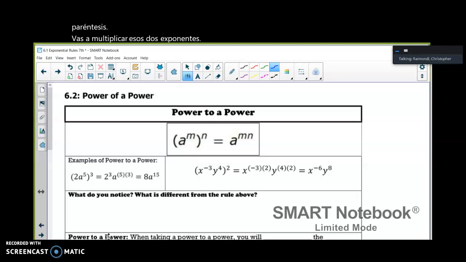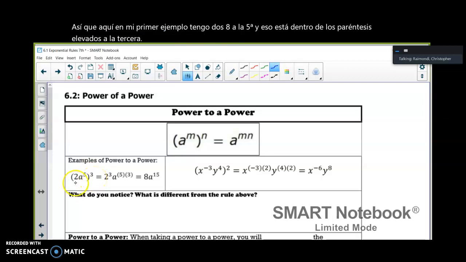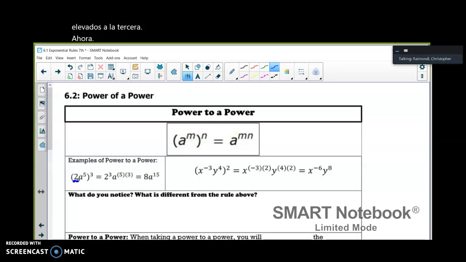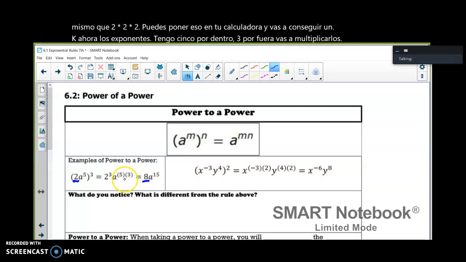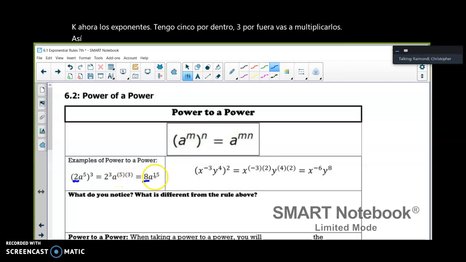So here in my first example, I have 2a to the fifth, and that is inside the parentheses raised to the third. Now, the number 2, you're still going to do it like we always have. 2 raised to the third is the same as 2 times 2 times 2. You can put that in your calculator and you're going to get 8. Okay, now the exponents, I got 5 on the inside, 3 on the outside. You're going to multiply those. So it's going to be 5 times 3, and that's where the 15 comes from. So it's 8a raised to the 15th power.